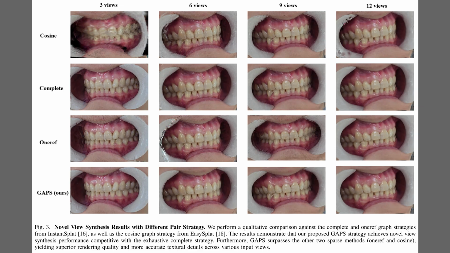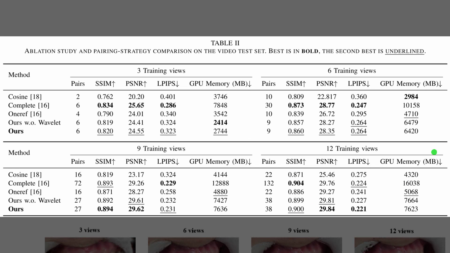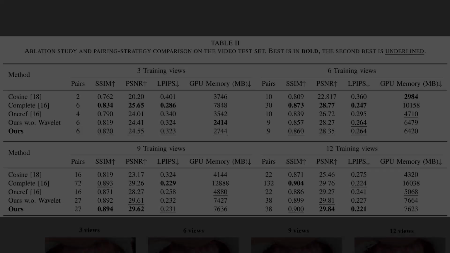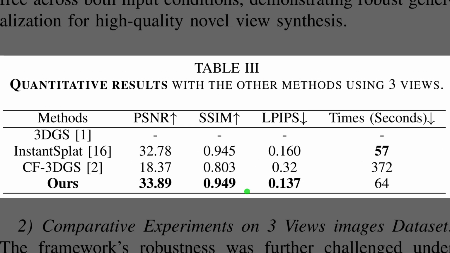Well, Table 2 digs into why the geometry-aware pairing strategy matters for efficiency as well as quality. The table compares cosine, complete, one reference, our method without the wavelet loss, and our full method across 3, 6, 9, and 12 training views. Complete pairing sometimes edges out on PSNR or SSIM, but it explodes the number of pairs and GPU memory. Our method reaches similar or better image quality, with far fewer pairs and dramatically lower memory, especially at higher view counts.